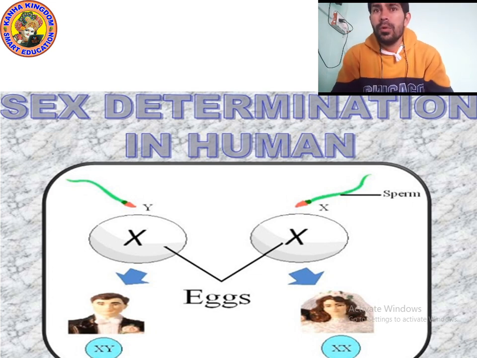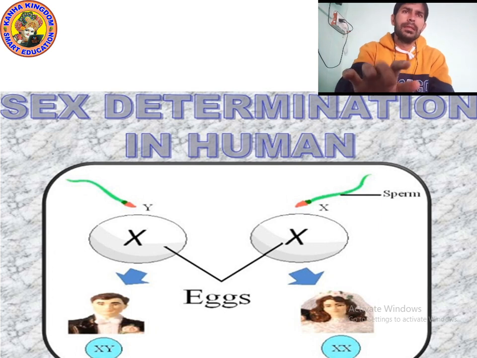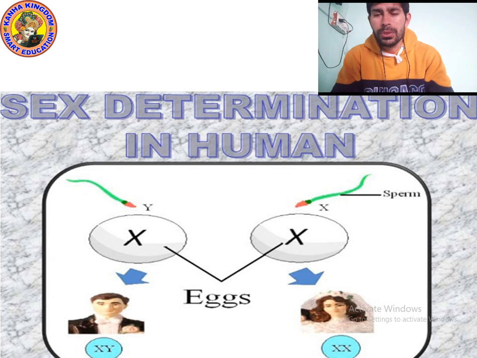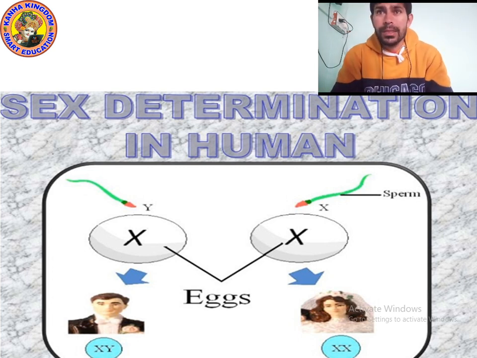All humans have how many chromosomes? All humans have a total of 46 chromosomes, meaning 23 pairs of chromosomes in the nuclei of their cells. Two chromosomes out of these 23 pairs are actually sex chromosomes. These are named X and Y.